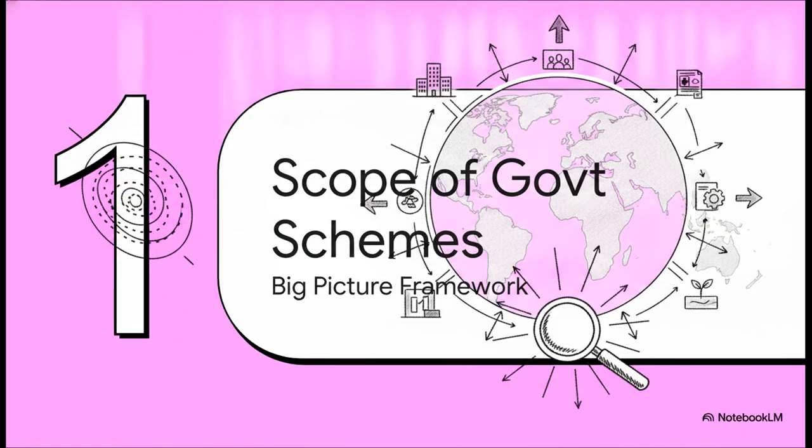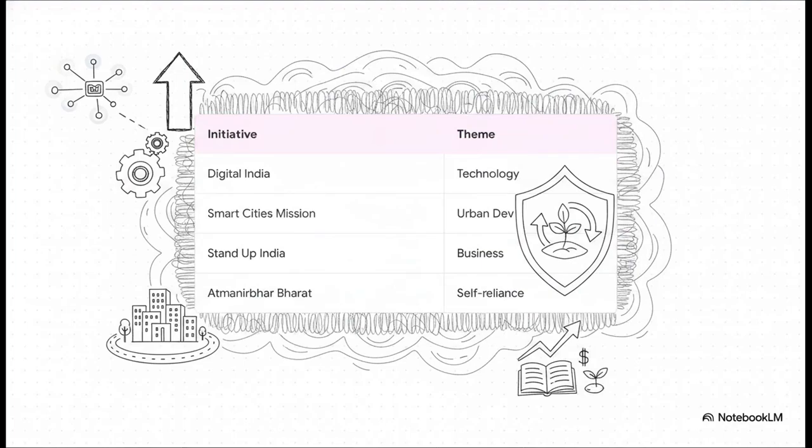The scope of government schemes, basically the big picture framework. When you start aggregating these initiatives, you're faced with these massive umbrella programs like Digital India, the Smart Cities Mission, Stand Up India, and the Atmanirbhar Bharat Abhiyan, which is all about making India self-reliant. It's almost overwhelming to see them clustered together, which really drives home the sheer scale of our source material. This is exactly why breaking things down into categories is absolutely crucial, because without organizing these into structural pillars, you're basically just staring at a giant wall of information.